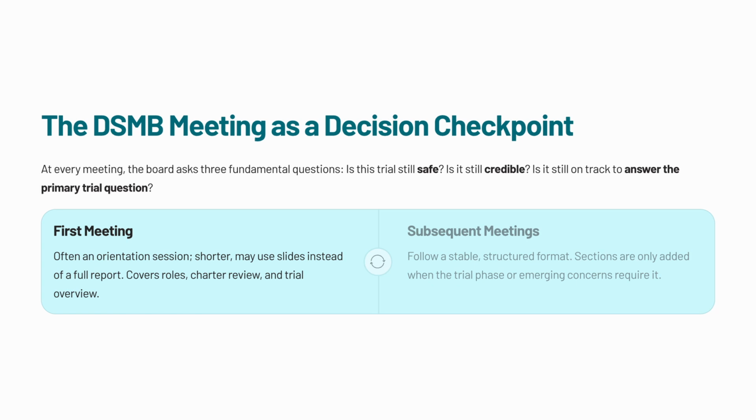The first meeting is usually more of an orientation. It sets expectations, reviews the charter, clarifies roles, and gives the board a working understanding of the trial. After that, the meetings become more structured and repeatable. That consistency matters because it helps the DSMB focus on change over time, spot emerging concerns early, and make recommendations in a disciplined way, rather than reacting to isolated issues.